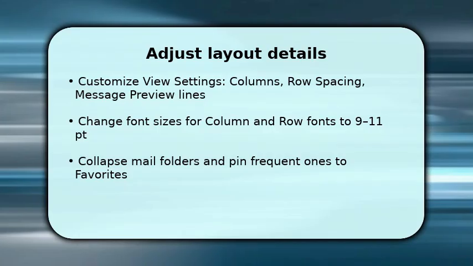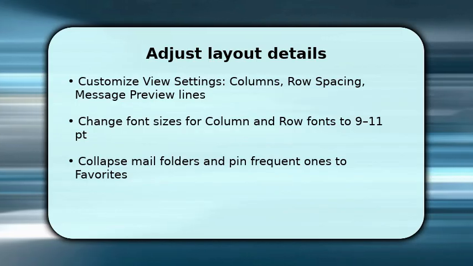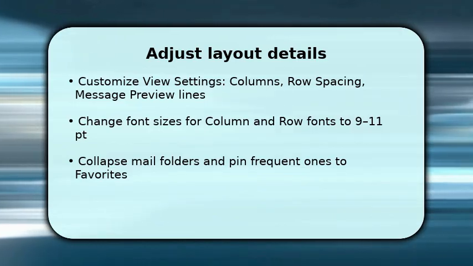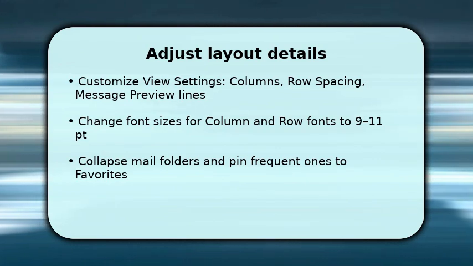Now refine specifics that control perceived size. Open View Settings and reduce row spacing, set message preview to 0 or 1 line, and remove unnecessary columns so each row uses less horizontal room. Change column and row font sizes to 9-11 points to make lists denser without losing readability. Collapse folder groups and pin a small set to favorites so folder navigation stays compact. These steps shrink both vertical and horizontal footprint while keeping your most used items accessible.